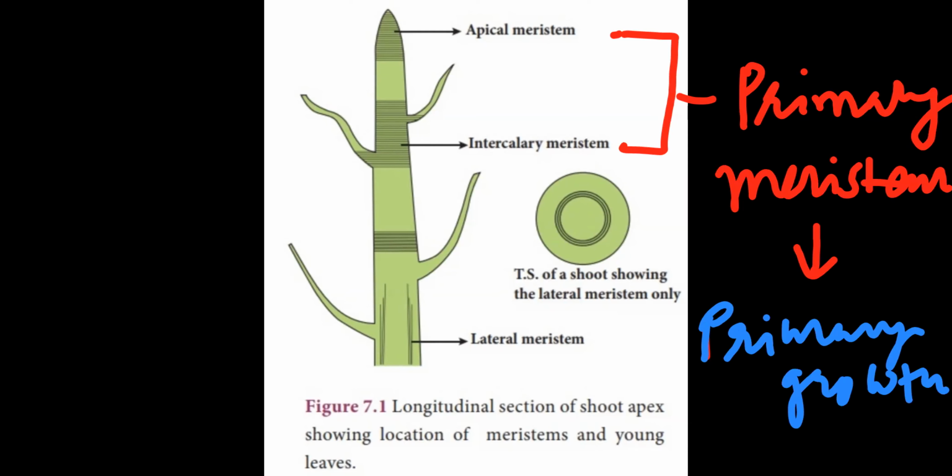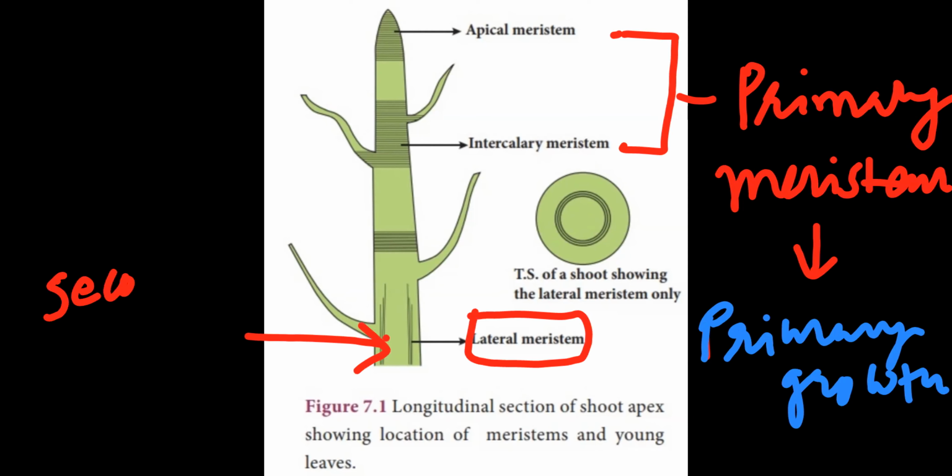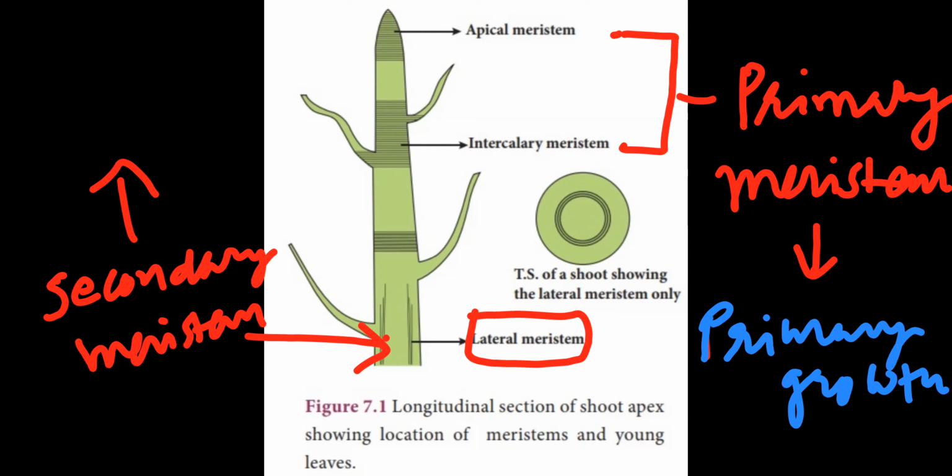On the other hand, the lateral meristem, positioned laterally in the body, is an example of secondary meristem. It is responsible for thickness and all that secondary growth. This means it occurs in dicots; lateral meristem will not be in monocots, because secondary growth also does not happen in monocots. How many have understood this aspect which I mentioned?